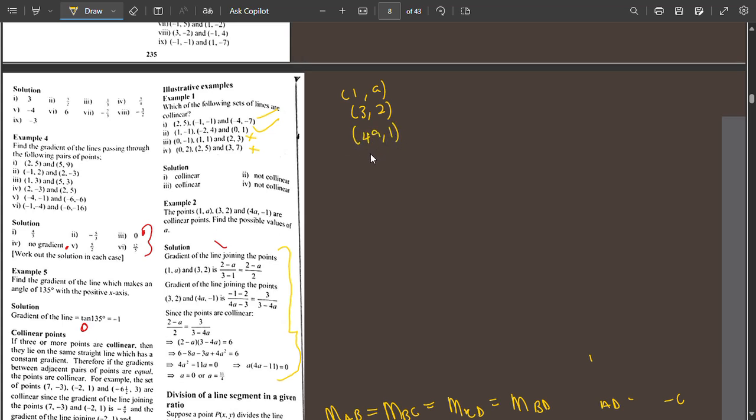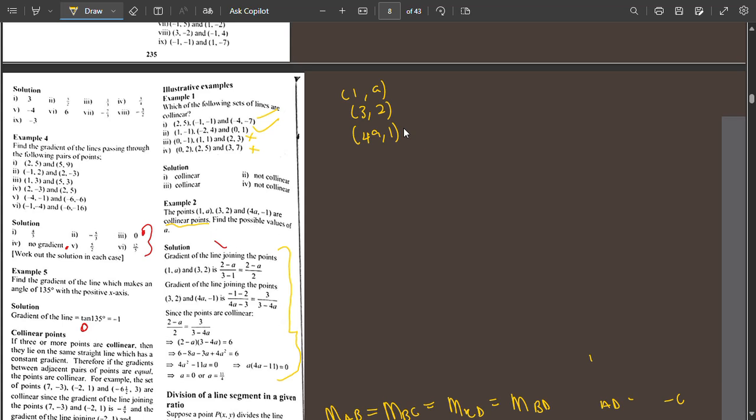These are coplanar points. The question says it, so you cannot argue against the question. The question has stated they are the coplanar points. Find the possible values of a. If these points are coplanar, sorry, why do I keep using coplanar? It's collinear.